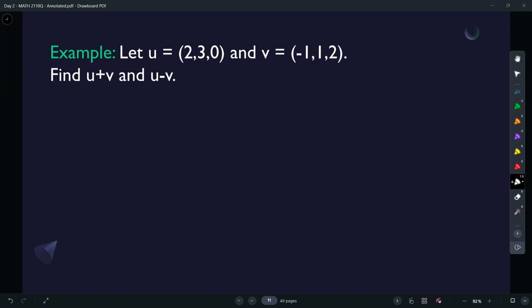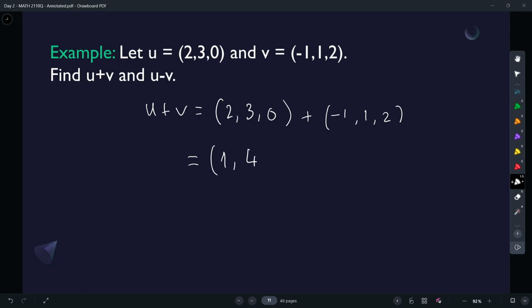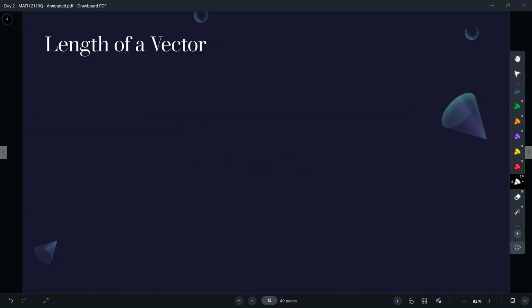We can do the same thing in 3 dimensions. Addition of vectors is exactly the same. It's component-wise. So u plus v will be (2, 3, 0) plus (-1, 1, 2). And that will be coordinate-wise. 2 minus 1 is 1. 3 plus 1 is 4. 0 plus 2 is 2. Okay. Now, we can also compute lengths of vectors.